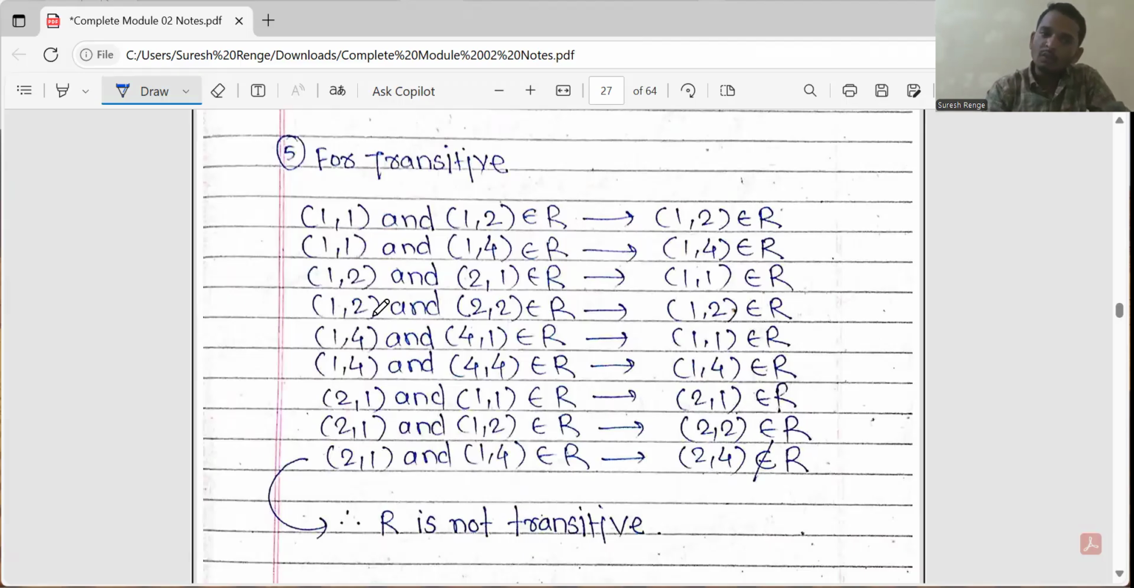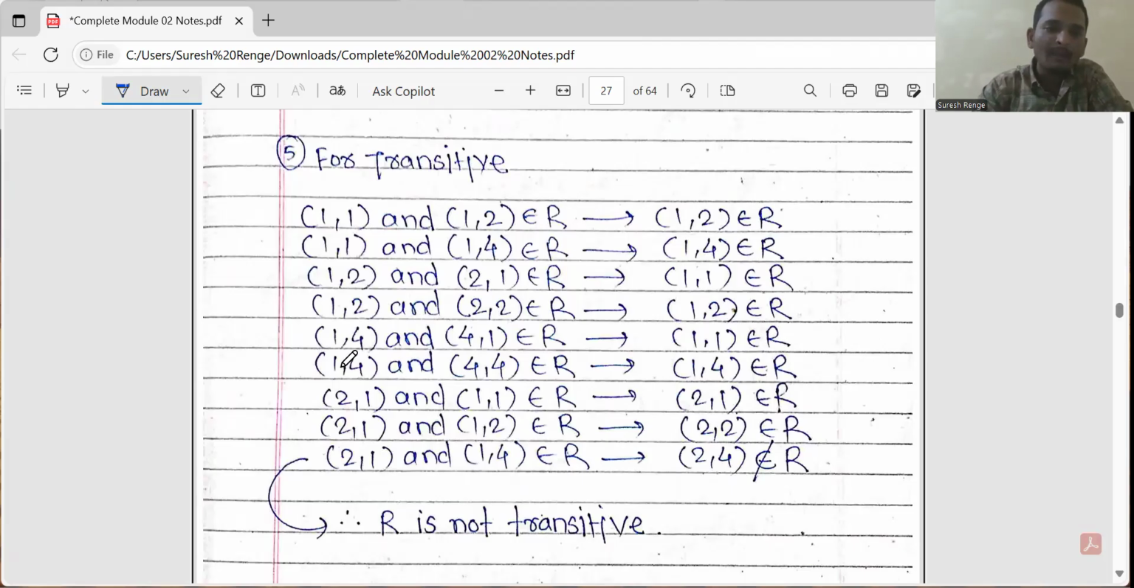Okay. (1,2) and (2,2) belong to your relation. So what is the result for that? (1,2) is your result by using the transitive property. But (1,2) is also available in your relation. (1,4) and (4,1) belong to your relation. By the transitive property, what is your result? (1,1), which is 1 is related to 1. It is your result by the transitive property. (1,1) also belongs to your relation.